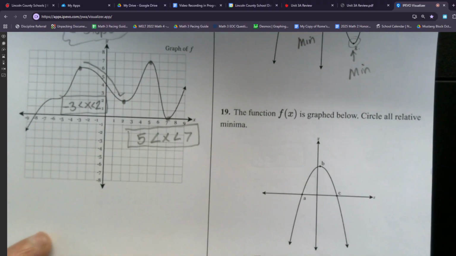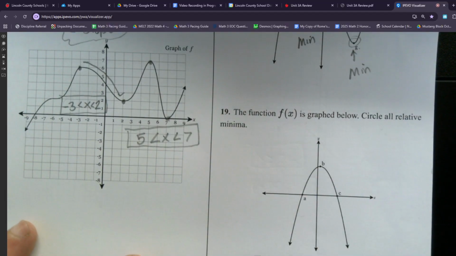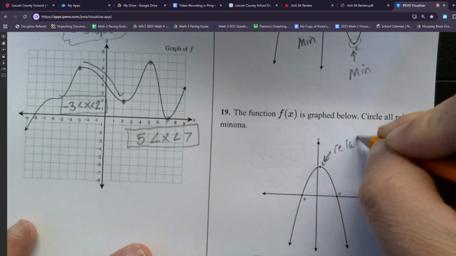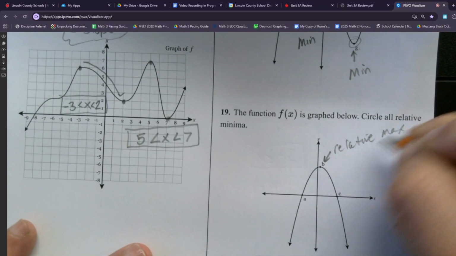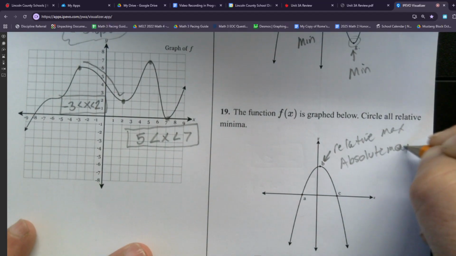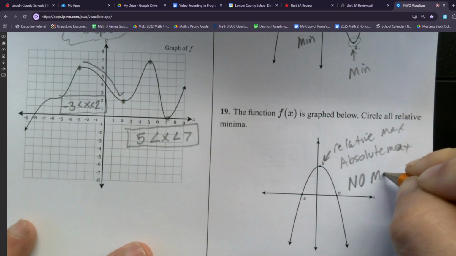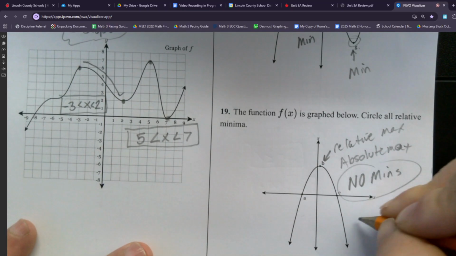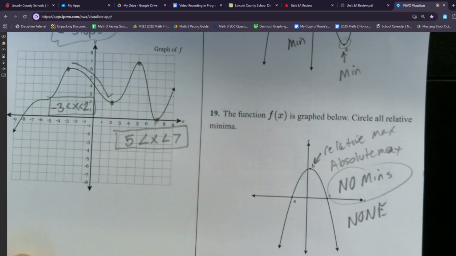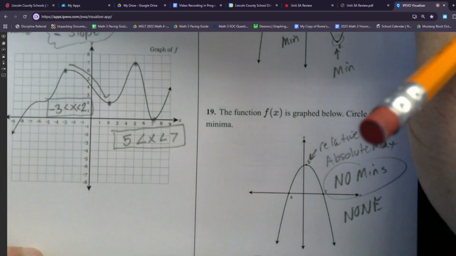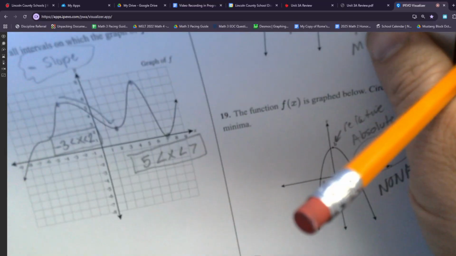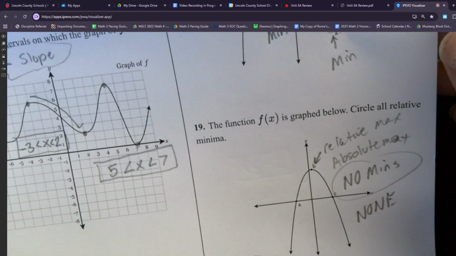The function f of x is graphed below, circle all relative minima. Well, the only thing you have here is a relative max. That would actually be your absolute max too. So there are no mins. So it'd be none. All right. So you got that. So no minimums.